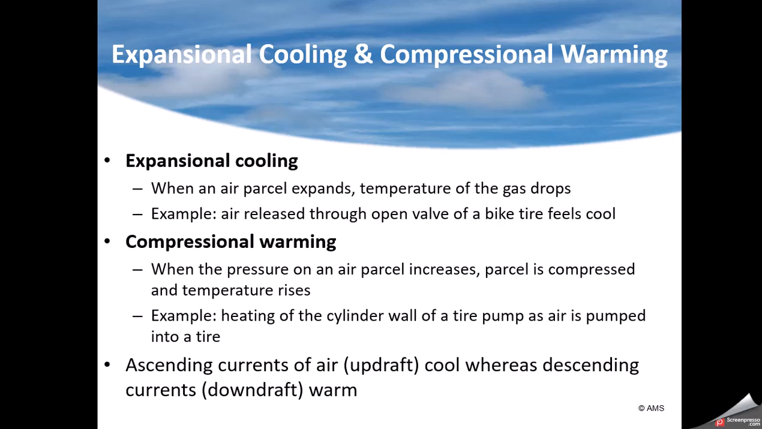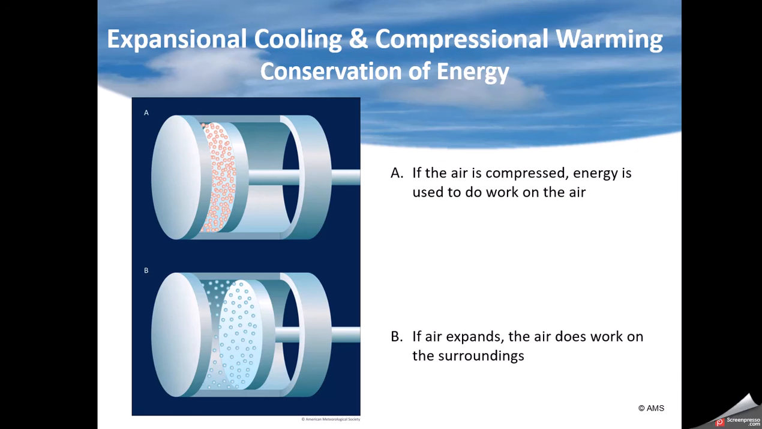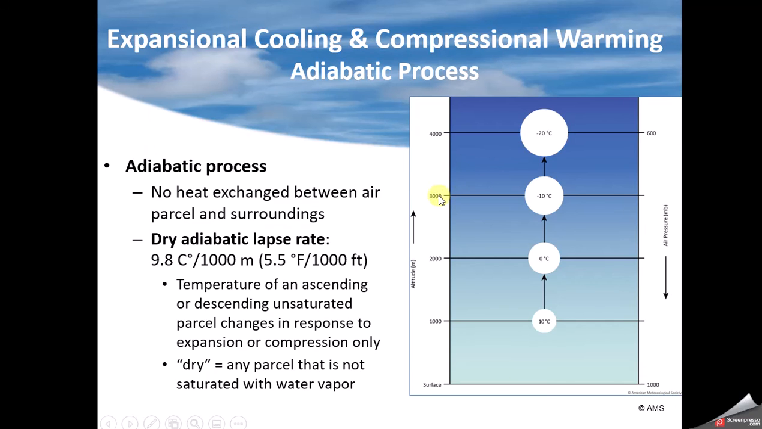So if I am lifting an air parcel up, a bunch of air upwards, and it expands, it's going to cool. That's why in the troposphere, the atmosphere cools as you go upwards. If I push an air parcel downward, it's going to warm up and it's going to get hotter. And you can see it here. Air is compressed, energy is used. That creates what we call an adiabatic process. What is an adiabatic process? No heat is exchanged with an air parcel.